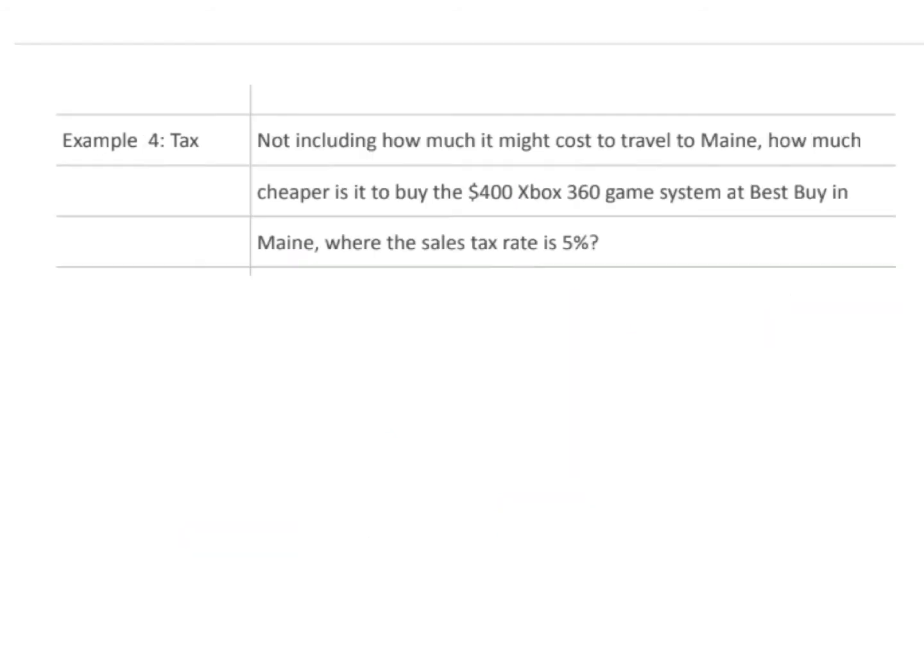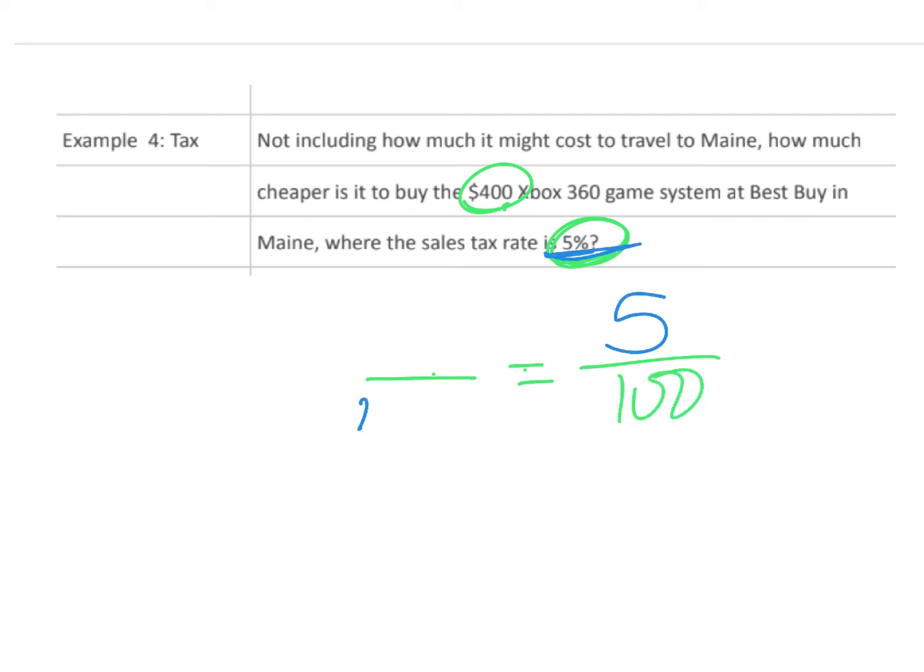Because if you give me 428, I'm going to mark it wrong, because all they asked was for the sales tax. Not including how much it might cost to travel to Maine, how much cheaper is it to buy the $400 Xbox 360 game system at Best Buy in Maine, where the sales tax rate is 5%. So again, we still have a $400 Xbox game system, but now we're going to pay 5%. So we're going to set up our percent proportion. 5% goes over 100, and the $400 goes on the bottom.